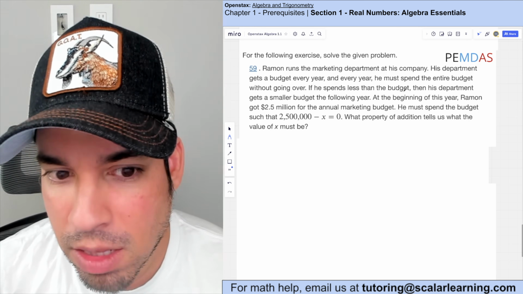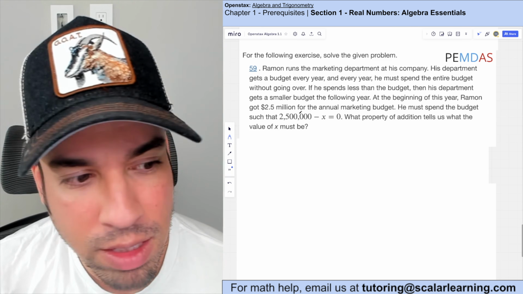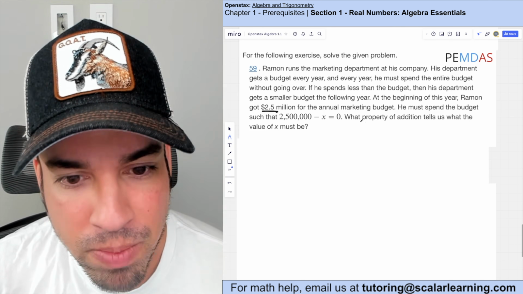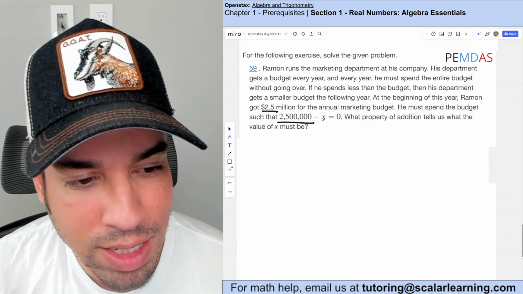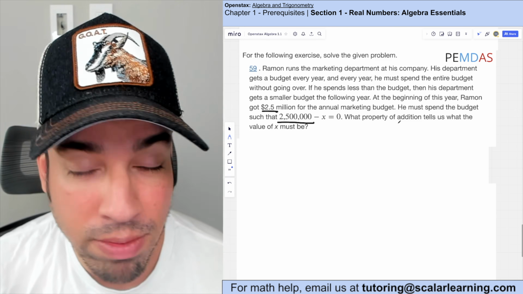If he spends less than the budget, then his department gets a smaller budget the following year. At the beginning of this year, Ramon got $2.5 million for the annual marketing budget. He must spend the budget such that 2.5 million minus x equals 0. What property of addition tells us what the value of x must be?